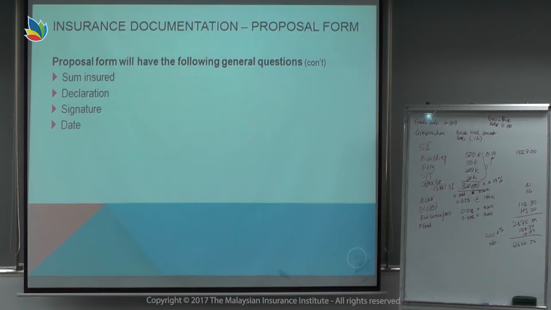Then I also need the sum insured. Okay? Why sum insured? That is the liability or benefit the insured is entitled to. Liability to the company. This is my exposure. As far as the insured is concerned, this is what my compensation can be. I can expect compensation up to this value of sum insured. Okay, but always remember sum insured is subject to indemnity. Okay, declaration.